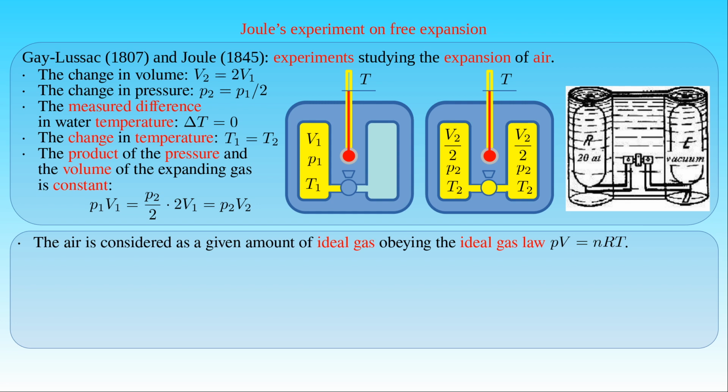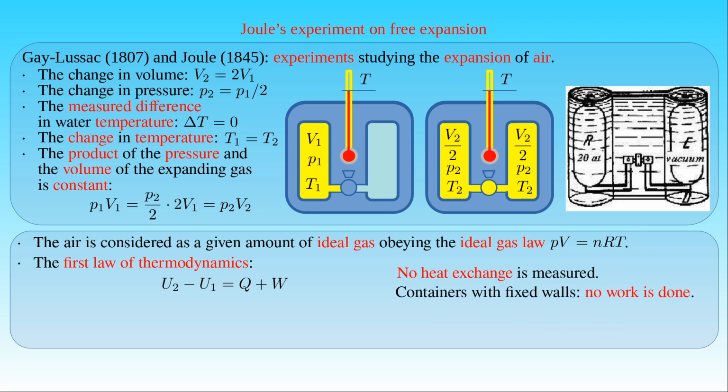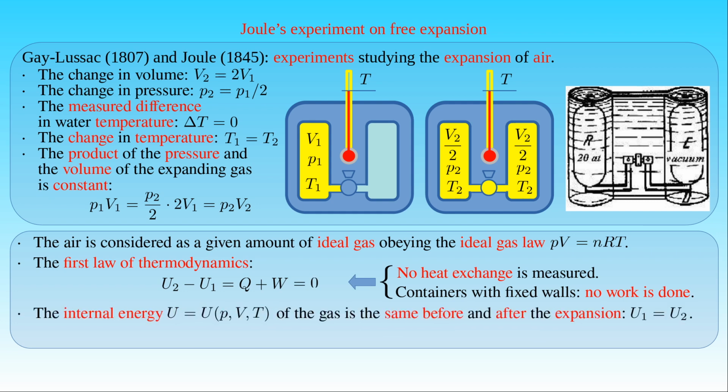Now we can apply the first law of thermodynamics stating that the difference between the internal energy U2 of the gas in its final state and its internal energy U1 in its initial state is equal to the heat Q exchanged between the gas and the calorimeter, plus the work W done on the gas. Since no heat exchange was measured and the external forces did not do work on the gas filled in the containers with fixed walls, the heat Q and the work W are zero. Therefore the first law states that the internal energy of the gas is the same in its initial and final states, that is U1 is equal to U2.